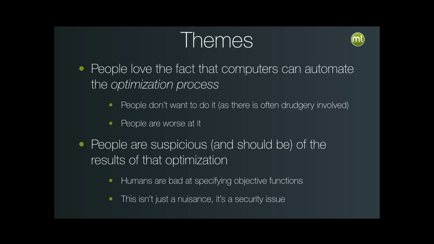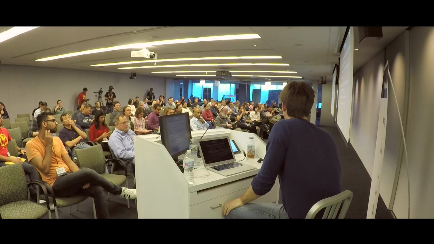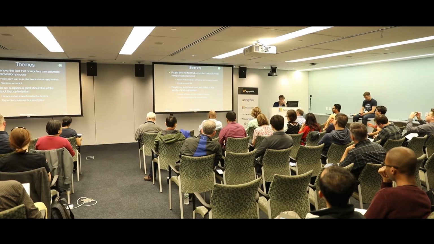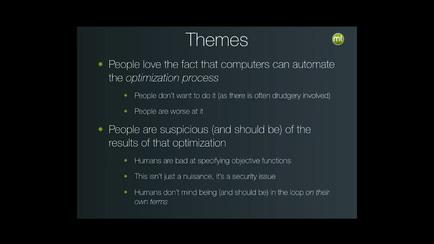And the guy at Twitter talked about this. They had to have some bounds on the parameters they could try. Otherwise, every once in a while, the system would try something that was totally crazy and would bust that night's Hadoop run. And so humans don't mind being in the loop. You just have to put humans in the loop how they like to be in the loop.